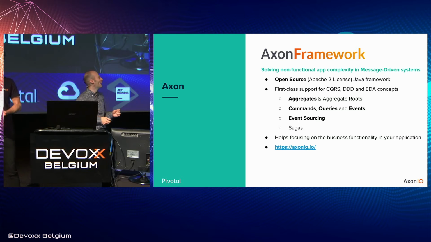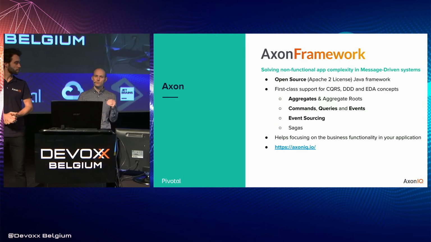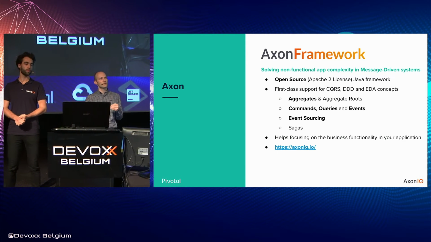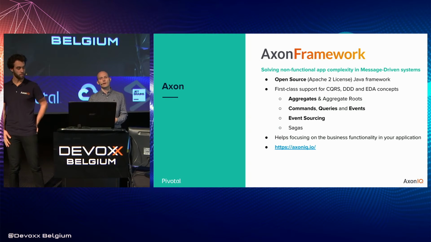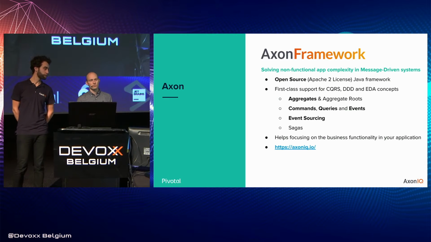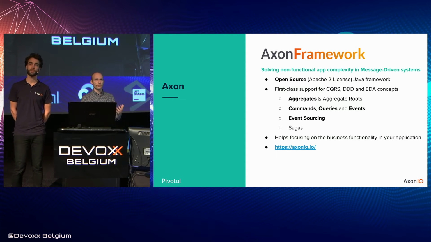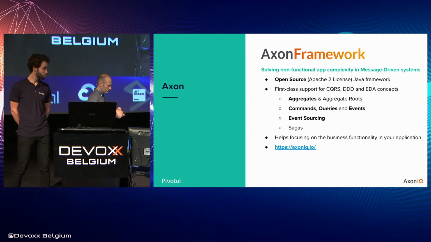So we're going to talk about Axon Framework. Axon Framework is an open source, Apache licensed Java framework. It gives you first-class support for CQRS and event sourcing, and it made it really easy for us to build our reference architecture. It contains support for things like aggregates and aggregate routes, commands, queries, and event sourcing, and even does things like sagas as well. And it really helps on focusing on the business logic of your application. It gives you a nice, clean abstraction in which you can work. So we're going to show you some of that in a moment.